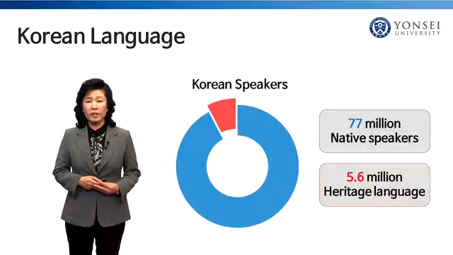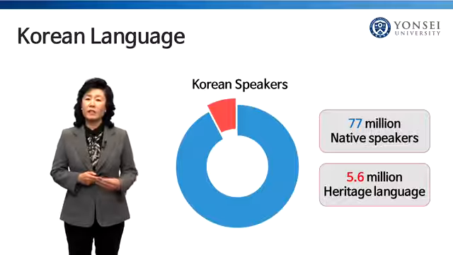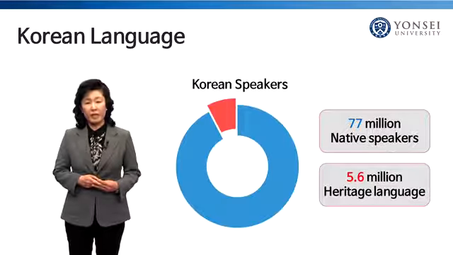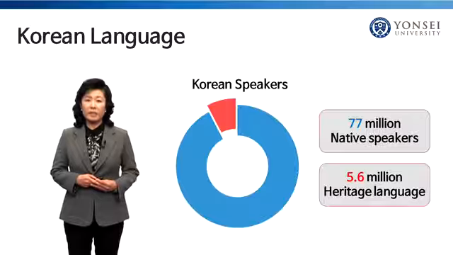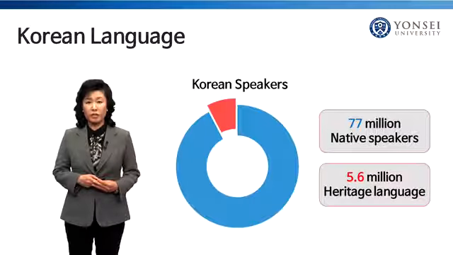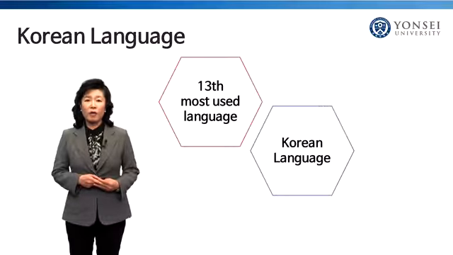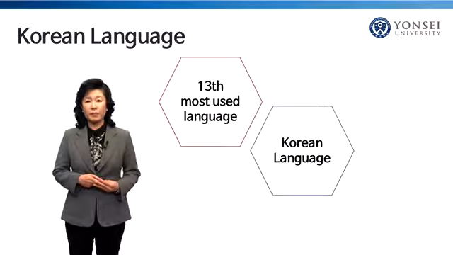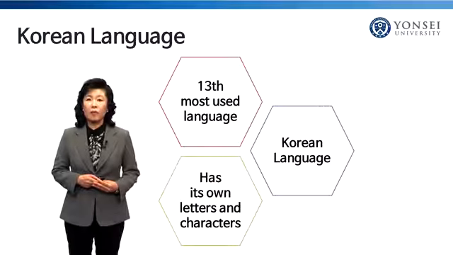Before we start this lecture, I would like to briefly talk about the Korean language. Currently, there are 77 million native Korean speakers and 5.6 million that consider Korean as their heritage language. Out of over 3,000 languages that exist on this planet, Korean is considered to be the 13th most commonly used language. Among these various languages, languages without their own letters and characters have vanished one after another. Korean is a language that has its own letters and characters.